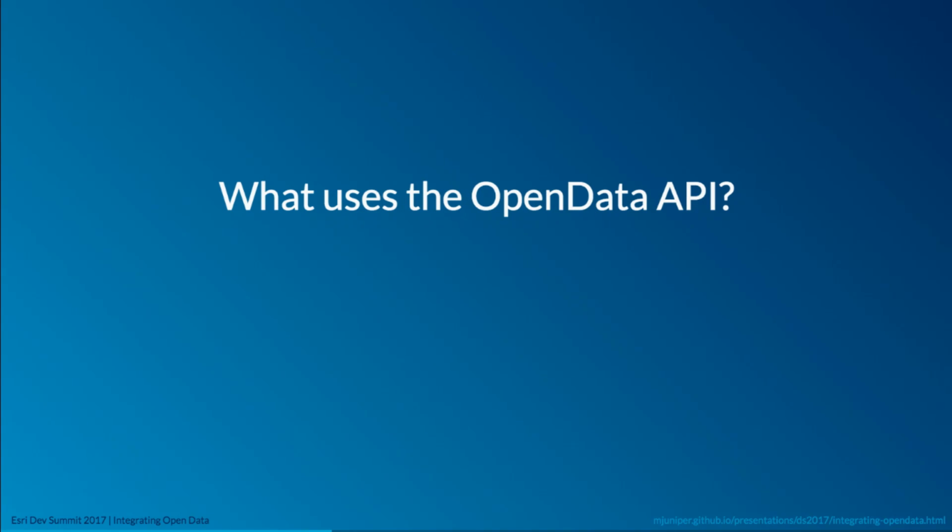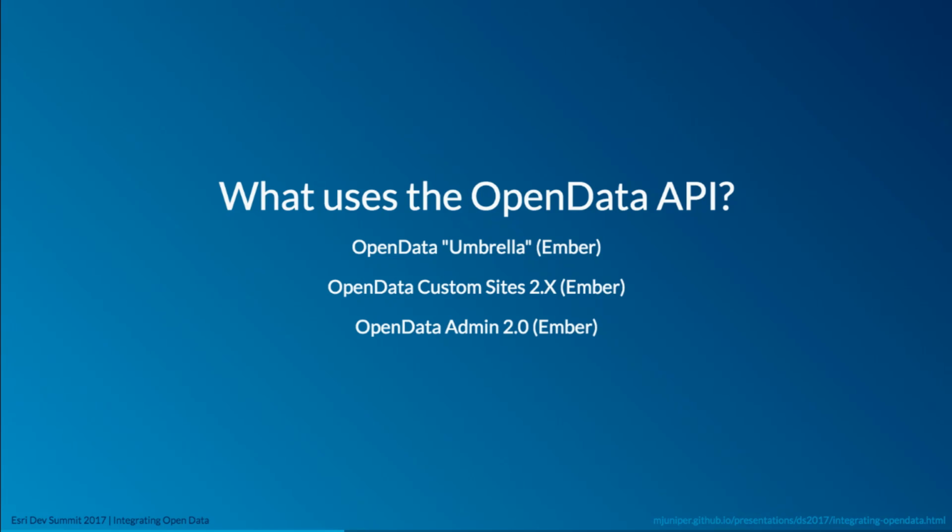So what uses the Open Data API? Our umbrella website, which is at opendata.arcgis.com, which is written in Ember, works against the Open Data API. Any custom sites using the Ember framework, the release that we shipped starting probably last fall, any sites created around then or later, are using the V2 API. And the admin app is also using the V2 API.